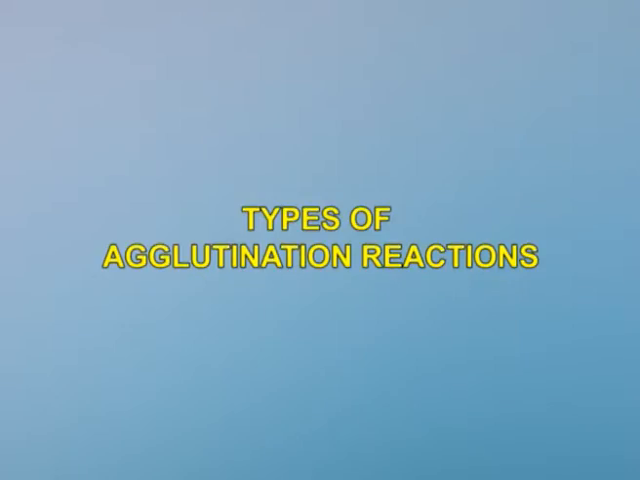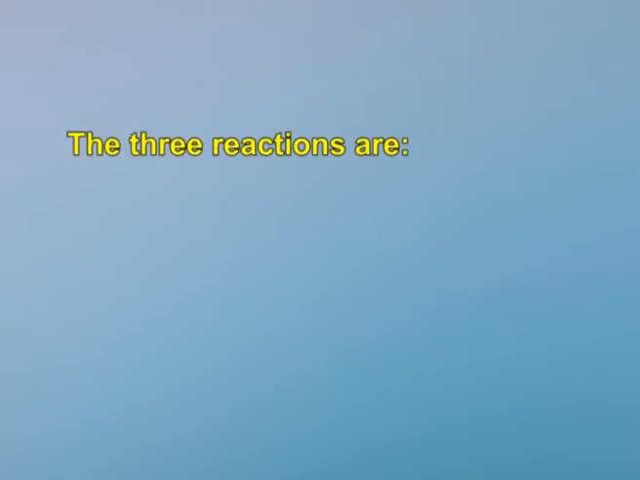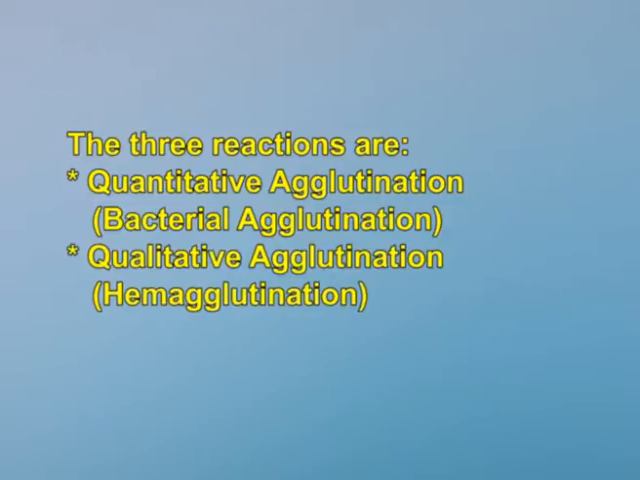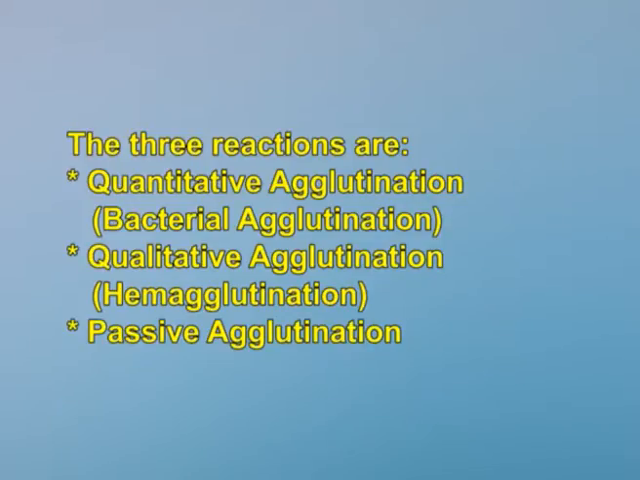Let us now pass on to the agglutination and the types of agglutination reactions. The agglutination reactions can be classified into three types. The three reactions are quantitative agglutination or bacterial agglutination, qualitative agglutination or hemagglutination, and passive agglutination. Let us get to know about each one of them in detail. Let us first see what quantitative agglutination or bacterial agglutination is.